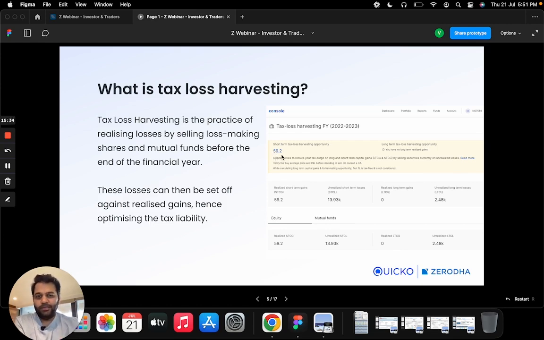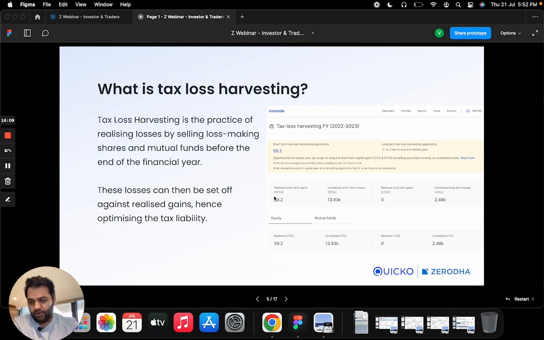So what Zerodha folks here are suggesting is, if you sell some of these positions where you have unrealized losses, if you liquidate some of these positions and realize those losses, then you can go and set them off against these gains from the current year, right? However, gains are negligible here, so you won't see a huge impact on your tax liability. But think about if we had, instead of 59 rupees, 59,000 rupees of gains, right?